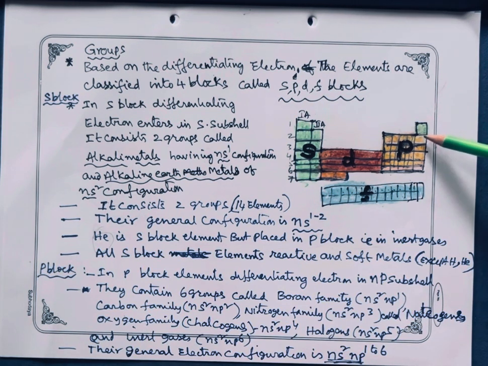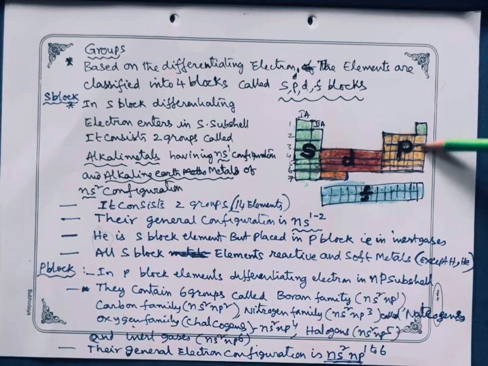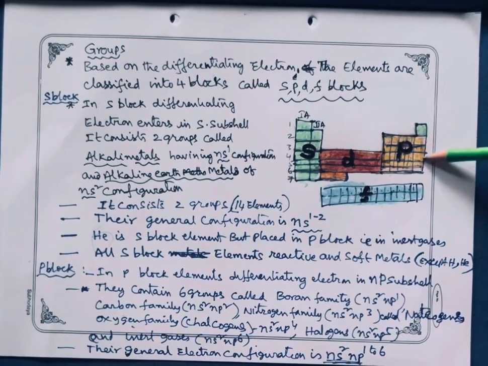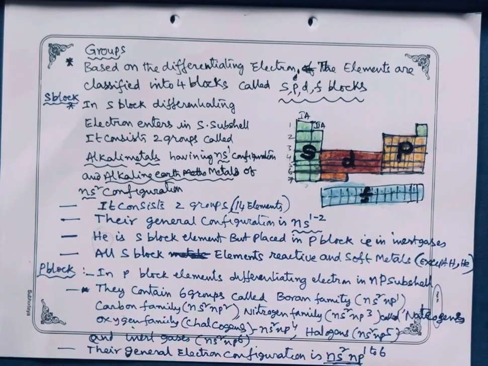Next, except helium, neon, argon, krypton, xenon, radon. These elements are called inert gases because they have completely filled s and p orbitals in the outer shell, so they do not contribute electrons. They don't react with other elements, so they are inert in nature. These are all gases, so they are called inert gases. This is about the s block, you can write.